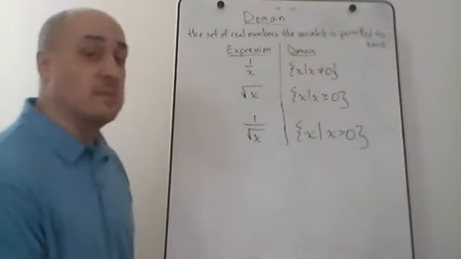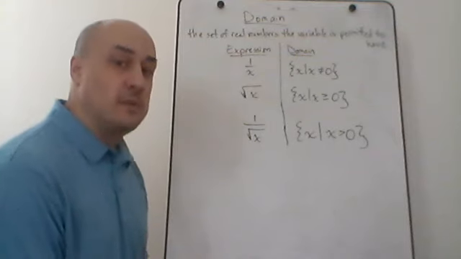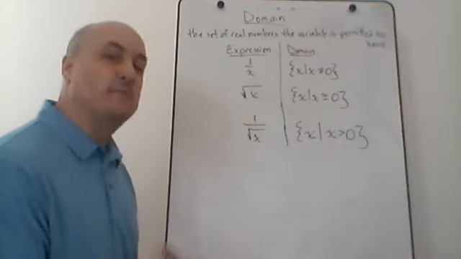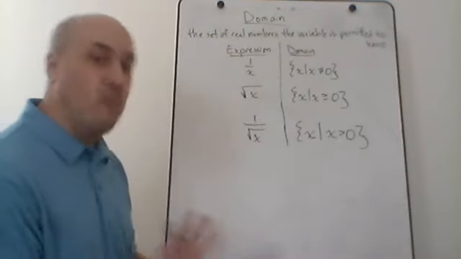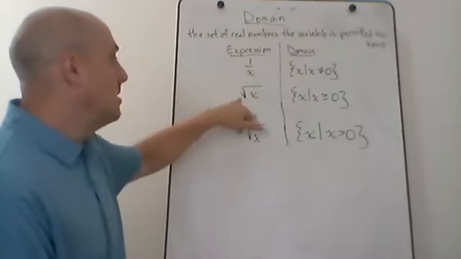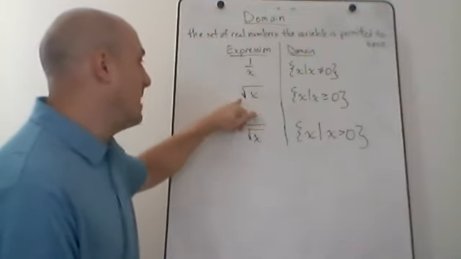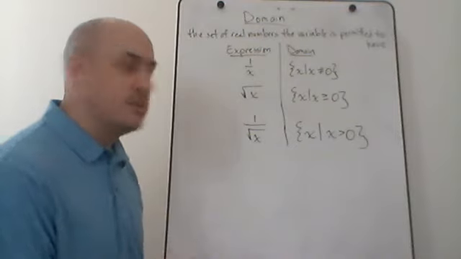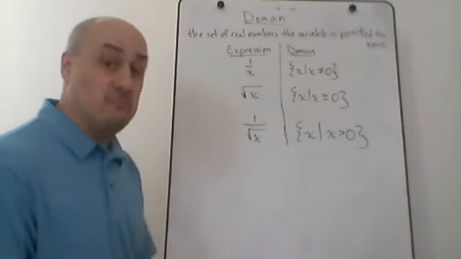Alright, the other type of expression where we have to do something special to figure out the domain would be a square root, or really any even root expression. A square root, a fourth root, a sixth root. Alright, so if I have the square root of x as my expression, well remember, I cannot take the square root of a negative number. The square root of a negative number is not a real number.